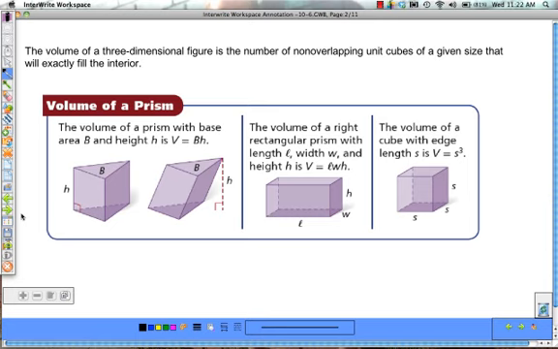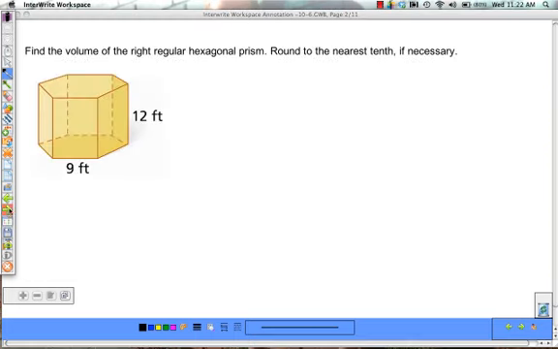So if you look here, the volume for a prism is simply area of the base times the height. So if you have a rectangular prism, the area of the base is length times width. If you have a cube, you could also write it as s cubed, since it is the length times the width times the height. Let's look at some examples.